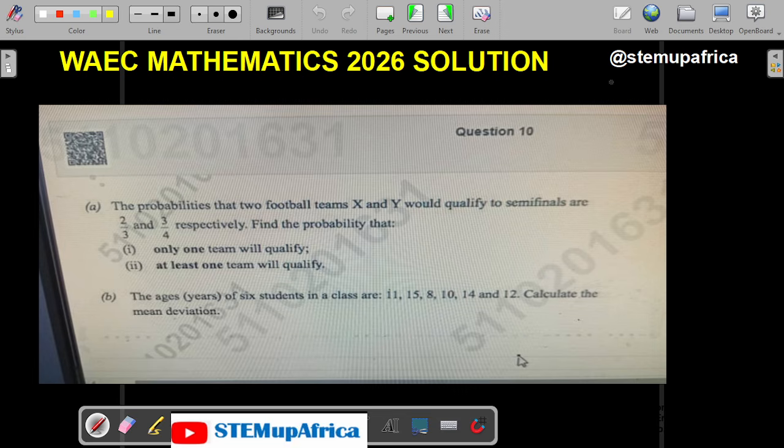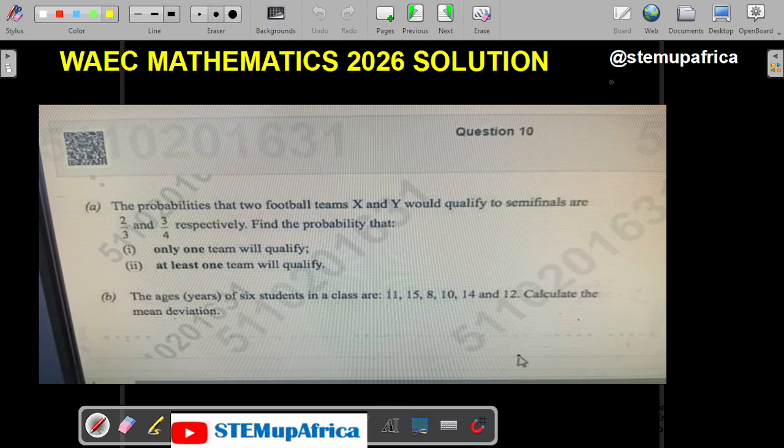If somebody asks, if you have 5 naira, give me at least 3 naira, what the person is actually implying is that the minimum amount you can give him is 3 naira. That means you can give him 3 naira, 4 naira, or the entire 5 naira. So how does that apply here? At least one thing. That means if X qualifies, Y fails; if Y qualifies, X fails; or both of them qualify. That is the concept.